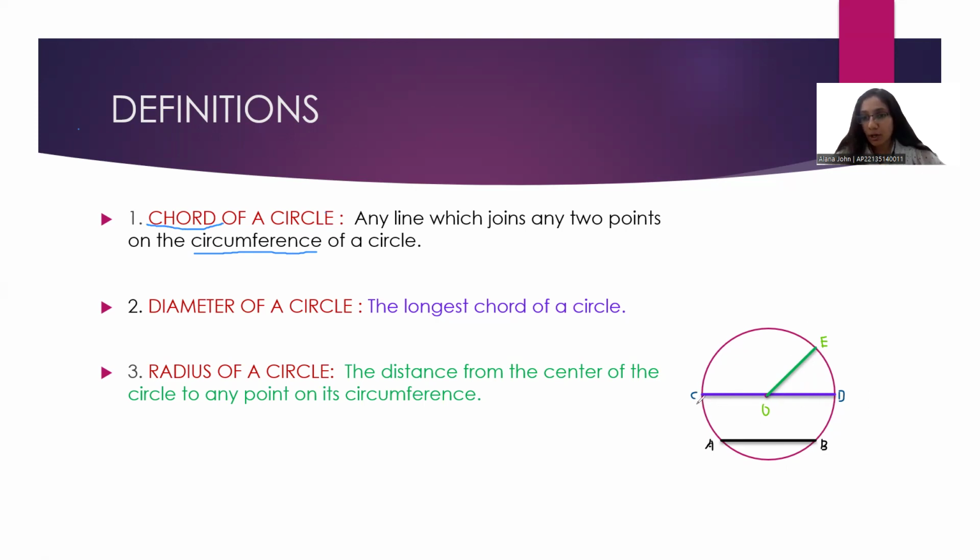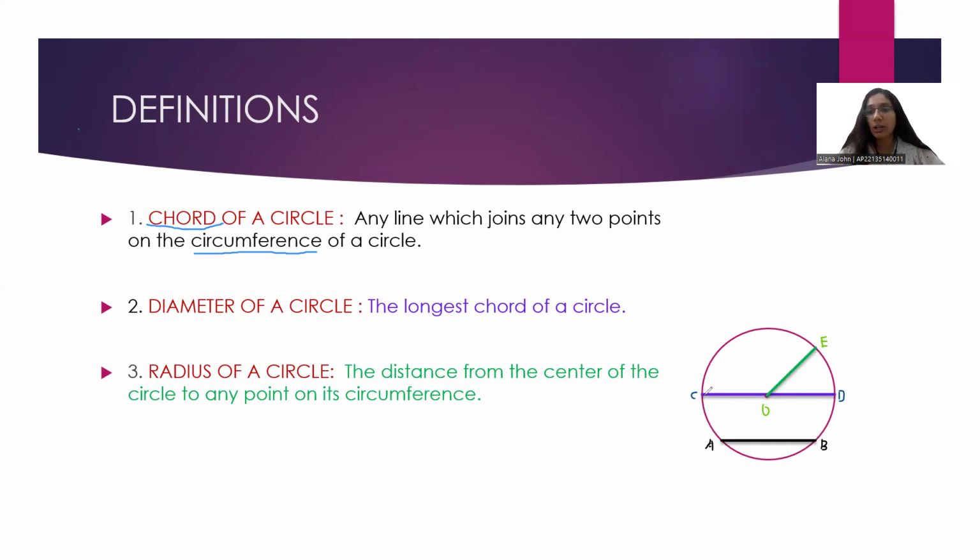Then this blue line joining the points C and B on the circle is also a chord, right? It is a line obtained by joining the 2 points C and B on the circle. But the speciality of this chord is that it passes through the center of the circle, which means that it is the longest chord that can be drawn in this circle.